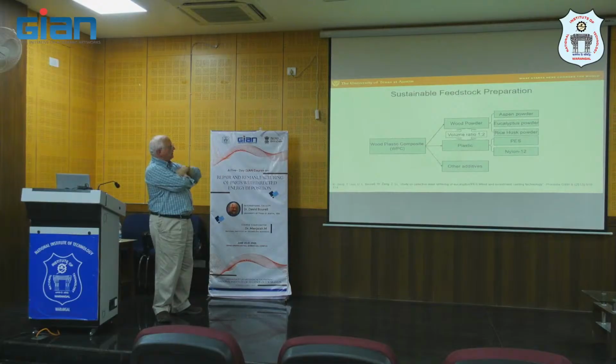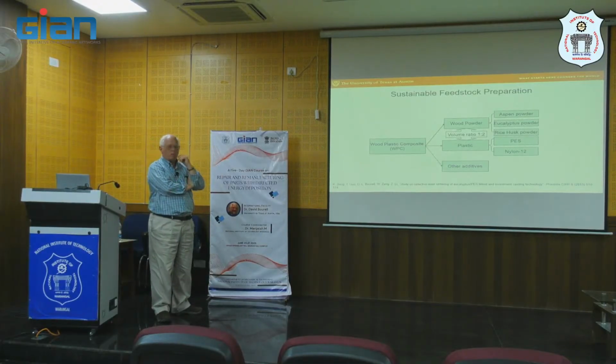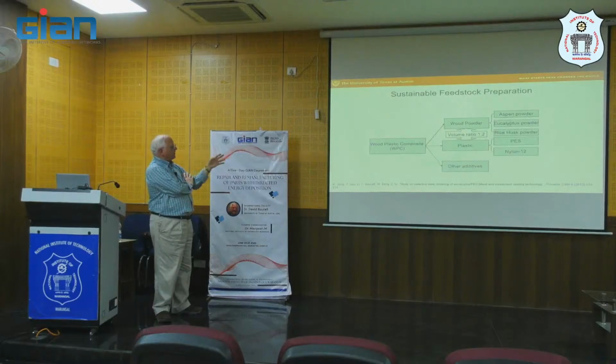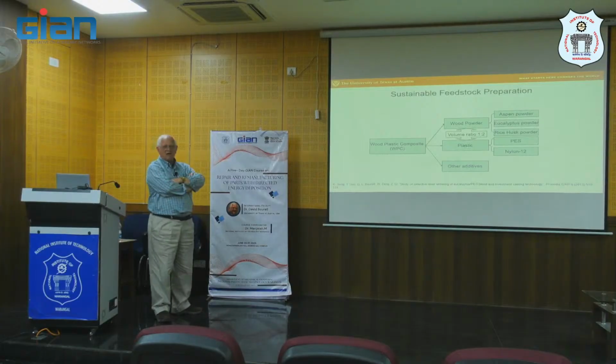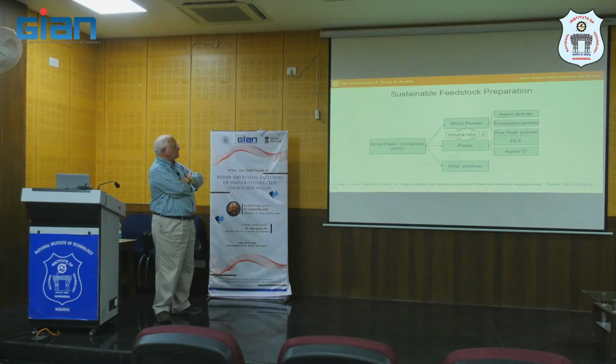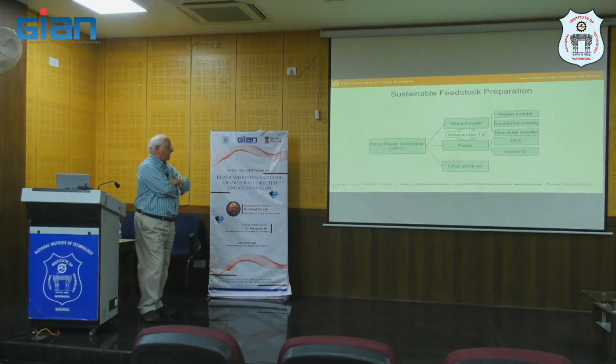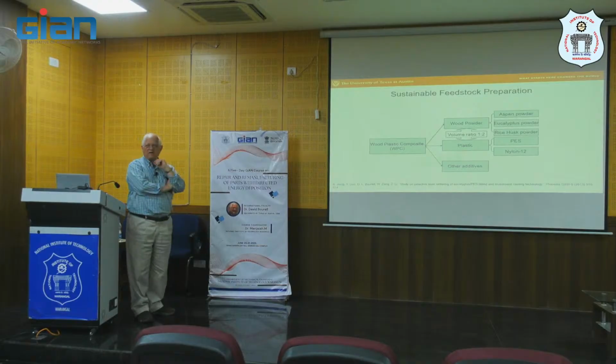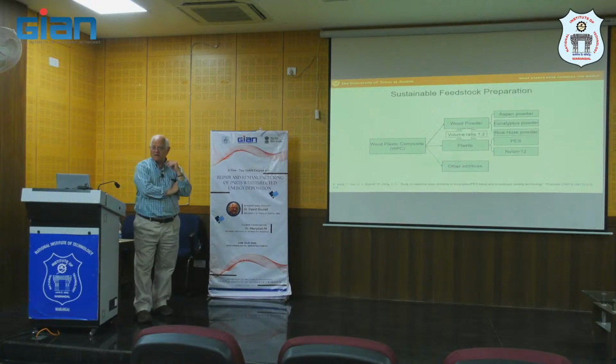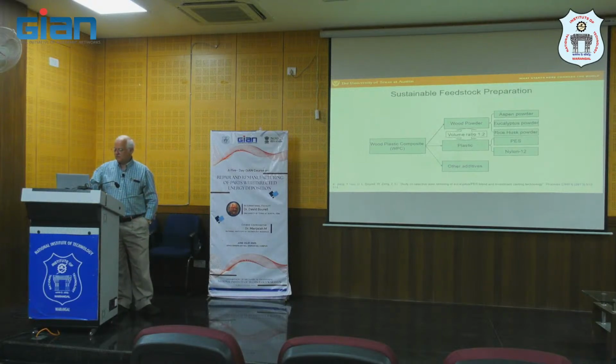The wood powder was mixed with plastic in a 1-to-2 ratio, 2 parts plastic, 1 part wood. And then there were a few other additives. But the wood powder was a variety of materials. We played with rice husk powder, with eucalyptus powder, and aspen powder. And the plastic was PES, which I think is polyether sulfone or something like that, but also with nylon 12 material.